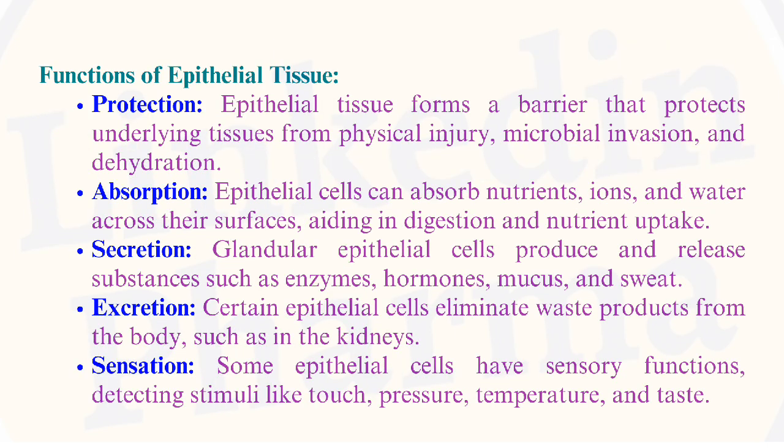Functions of epithelial tissue. Protection. Epithelial tissue forms a barrier that protects underlying tissues from physical injury, microbial invasion, and dehydration. Absorption. Epithelial cells can absorb nutrients, ions, and water across their surfaces, aiding in digestion and nutrient uptake. Secretion. Glandular epithelial cells produce and release substances such as enzymes, hormones, mucus, and sweat.